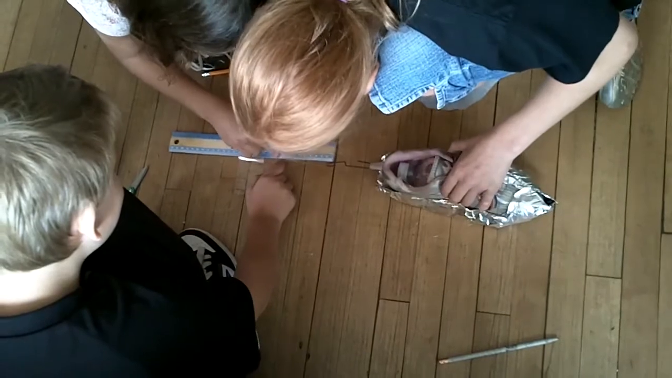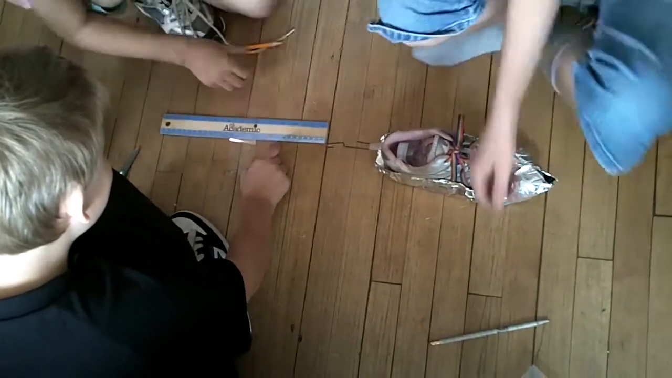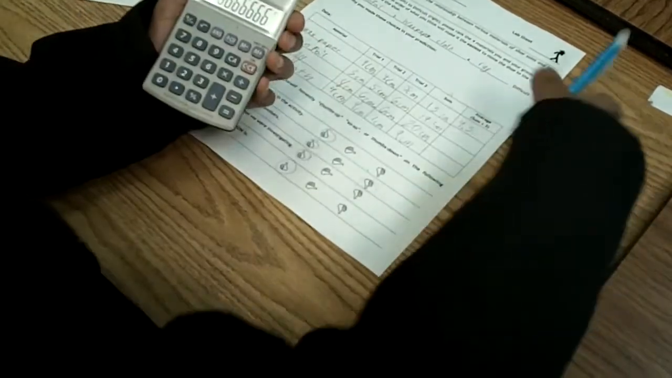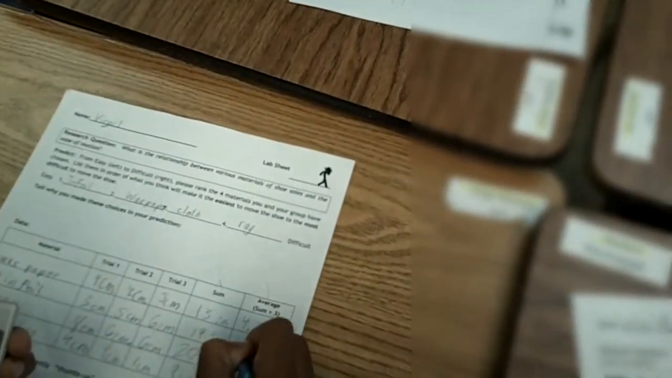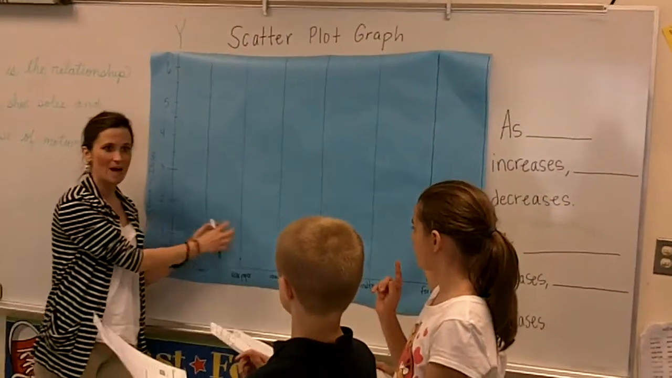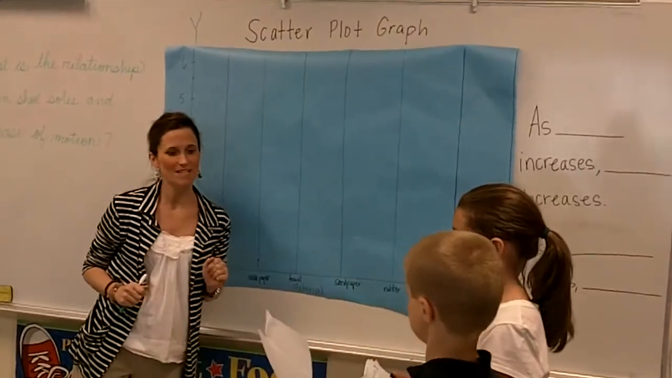They're going to measure the distance that the rubber band stretched before the shoe moved, and then they will have to average their data from their trials and plot that on a bar graph. Then they are going to be exposed to probably a new form of data analysis by combining all of the groups' data into a scatter plot. They'll look at the scatter plot and see what that tells them about the relationship between the shoe soles and the ease of motion.